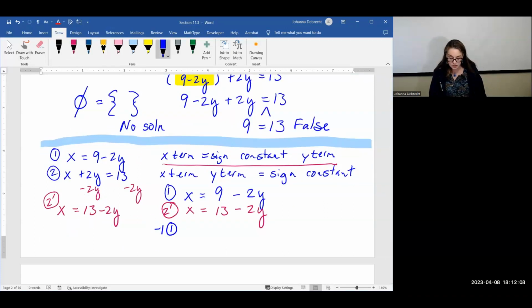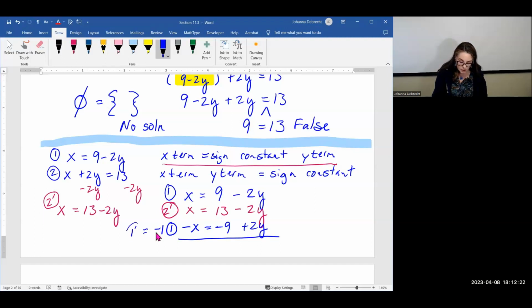So this notation that you see here means equation 1 multiplied through by negative 1. That will give me negative x equals negative 9 plus 2y. And now I'm going to add together, well, we'll call this equation 1 prime. I'm going to add 1 prime and 2 prime, or 1a, 1b, and 2b. Right? x minus x, unfortunately, cancels. 13 minus 9 gives me a 4, and negative 2y plus 2y cancels. But notice I get another false statement.